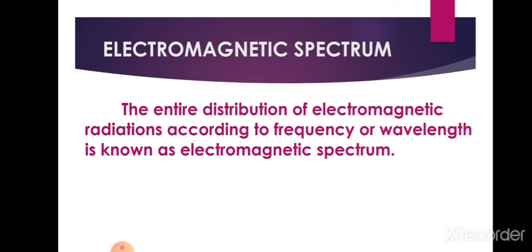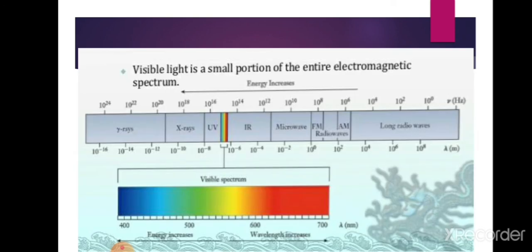As we have learned, there are many electromagnetic radiations with different frequencies or different wavelengths. All these can be shown in the form of a spectrum. That is, the entire distribution of electromagnetic radiations according to frequency or wavelength is known as electromagnetic spectrum. Here you can see the electromagnetic spectrum. In this spectrum, as we move to the right, the wavelength increases. In terms of frequency, as we move to the right, the frequency decreases.